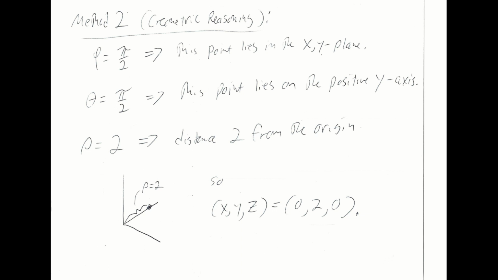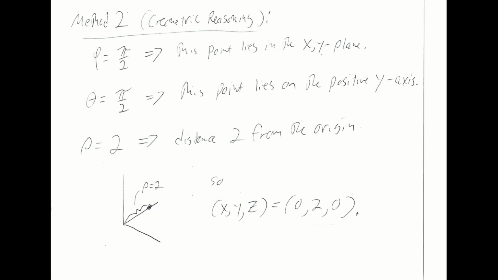Then I see a theta value of pi over 2 as well. Theta at pi over 2 means I started on the positive x-axis and rotated counterclockwise through 90 degrees, landing me exactly on the positive y-axis. So now I know that x is going to be 0 because I am looking at a point that lies on the positive y-axis. And finally, knowing that my point is a distance 2 from the origin means that the y component has to be 2.